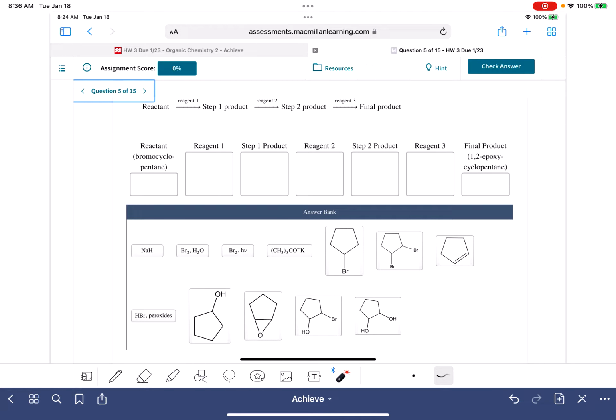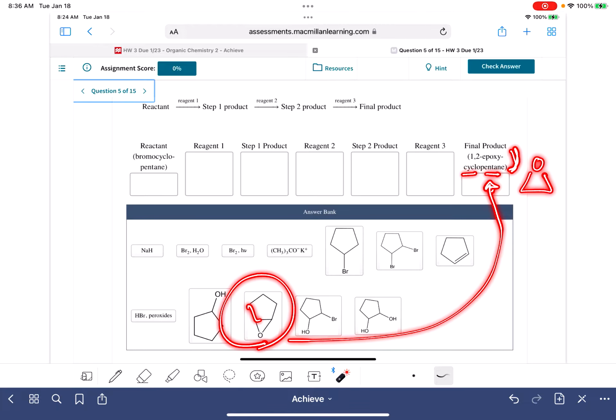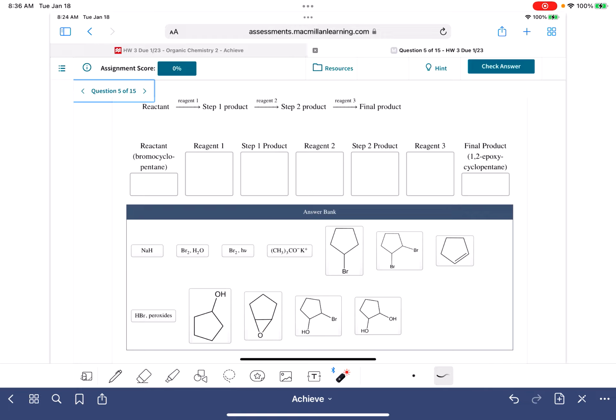Question number 5 is a multi-step reaction. My suggestion always with these is that you start by finding the structure of your reactant, bromocyclopentane, that looks like this guy right here, and then your product, 1,2-epoxy cyclopentane. Now, I don't go over the nomenclature for epoxides in class, but the term epoxy means that it is an epoxide, and there is only one of them available here, and hopefully the name sort of makes sense. It's a cyclopentane, and then we've got an epoxy, and the 1 and the 2 just refers to the position of the epoxide on the ring.